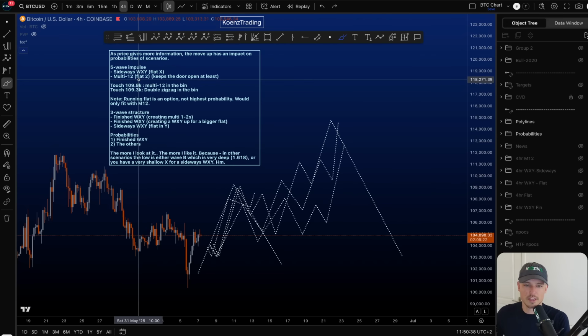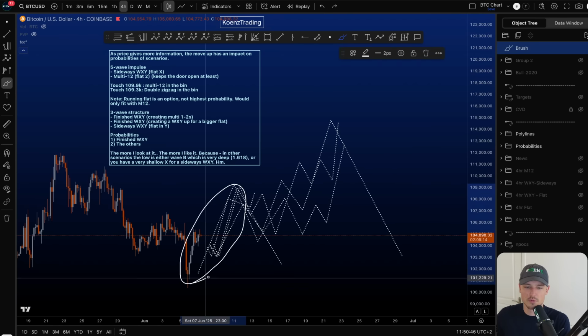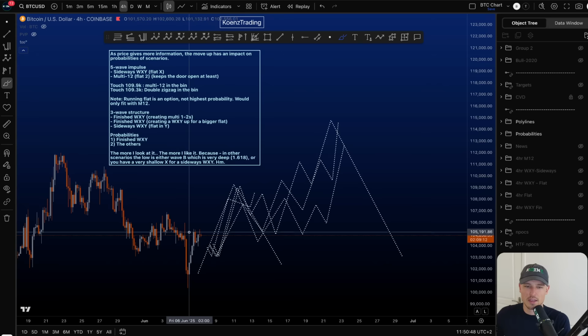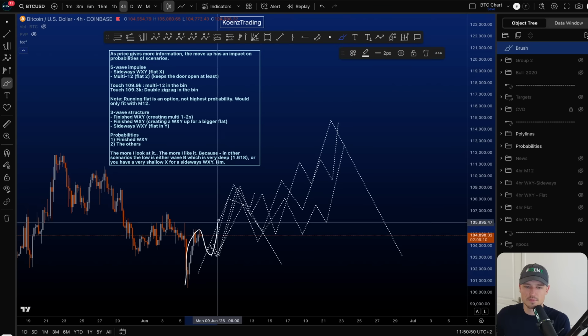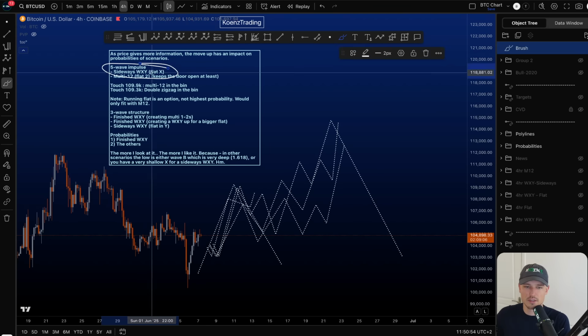But let's start with the text first. As price gets more information, the move up has an impact on probabilities of Elliott Wave scenarios. And I'm talking about this move to the upside. If this move up becomes a 5-wave structure, the probabilities increase for a sideways WXY.